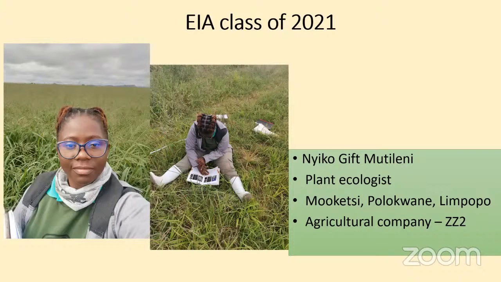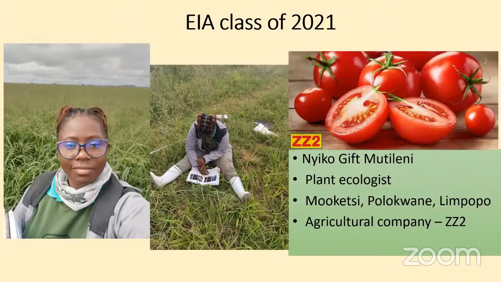So before I go into details and tell you about my experience, I just want to give you a little bit of a background about myself. My name is Nico Mhlongo. I'm a plant ecologist. I am based in Mugezi, which is 80 kilometers away from Polokwane in Limpopo province. I work for a company called ZZ2 as an environmental scientist. You might know this company for its tomatoes, but they do produce other products as well.